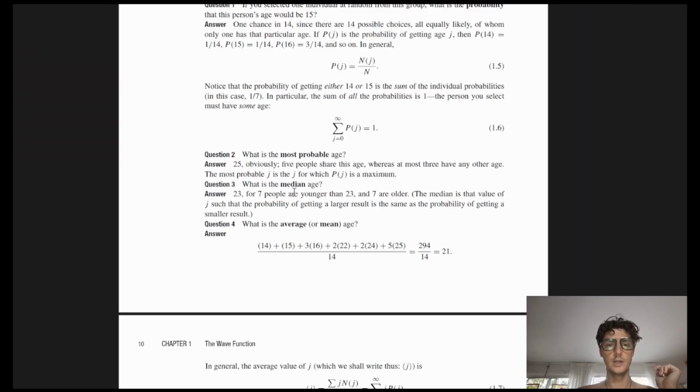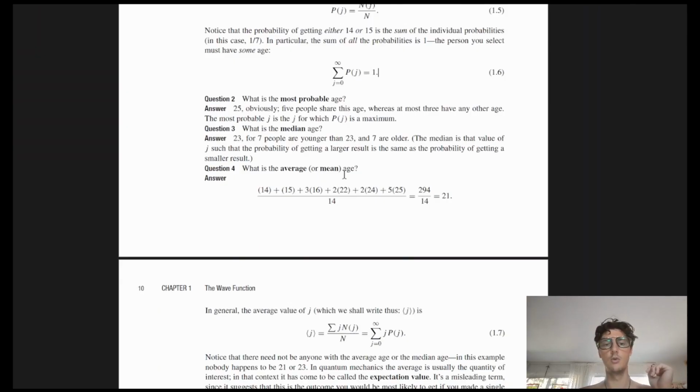Question 3. What is the median age? 23. For 7 people are younger than 23 and 7 people are older. The median is that value of j such that the probability of getting a larger result is the same as the probability of getting a smaller result. Question 4.